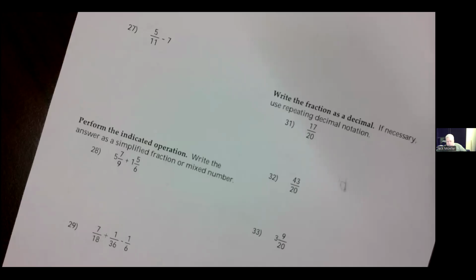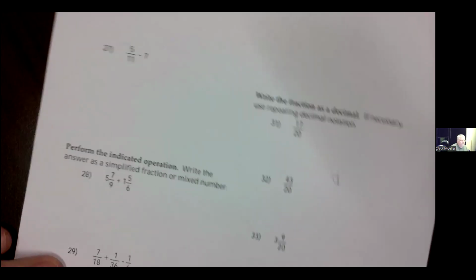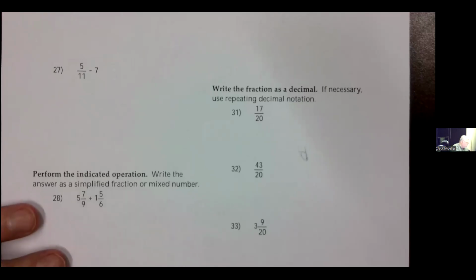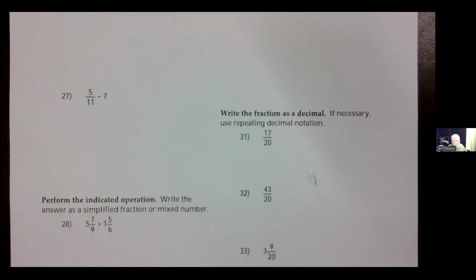Yep, so let's do subtraction. So if we look at 21, we have 5/11 minus 7. So how do we deal with this?